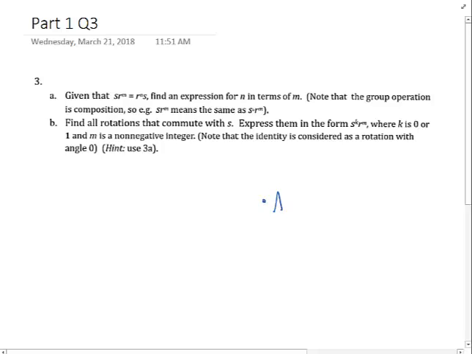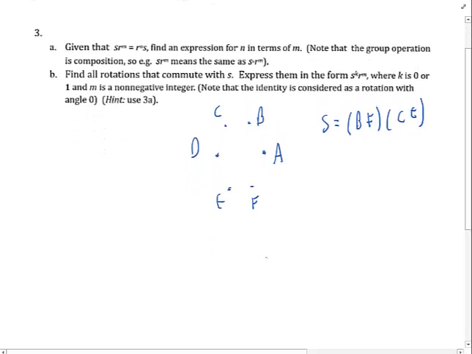So I'll draw my hexagon A, B, C, D, E, F. All right, so if I'm starting from scratch and I want to look at this, what I want to do is multiply each rotation on the left and on the right by S. Now what is S? S leaves A fixed, so S is equal to (BF)(CE). Okay, so S switches B and F and C and E. All right, so let's do the rotations.